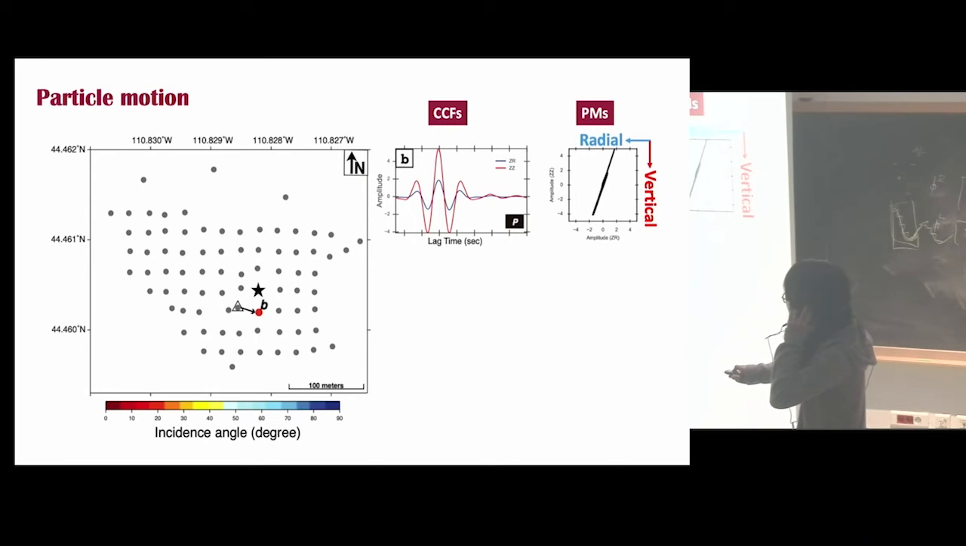The virtual source is here, the super good signal. At one of the nearby receivers, we see linearized P-wave motion. And you can see the particle motion looks like this. This is vertical, this is radial.